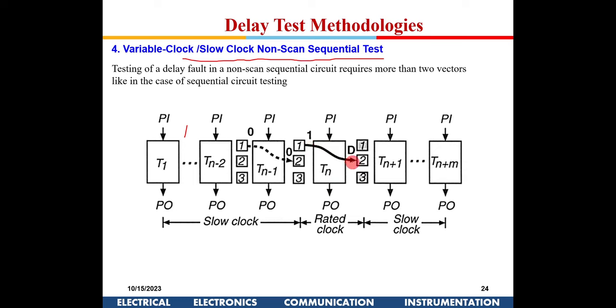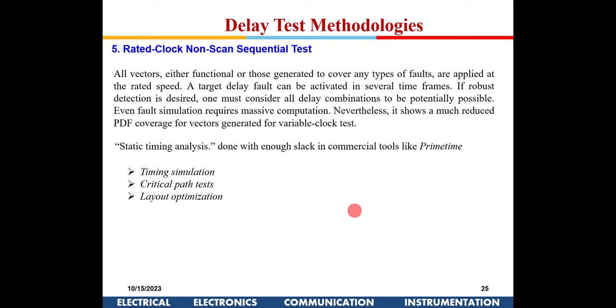Wherever there is a delay, if this is the path being tested, then you give the rated clock and capture this in the D flip flop. Again you resort to a slow clock, because any delay here and here should not adversely affect my results, since my focus is only this path. So only during this particular path I give the rated clock, and elsewhere a slower clock. So this is one method.